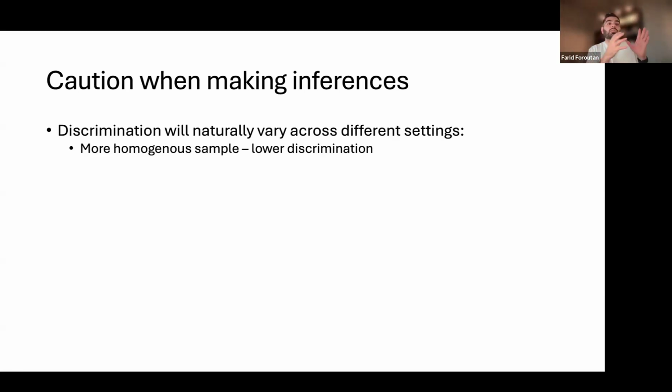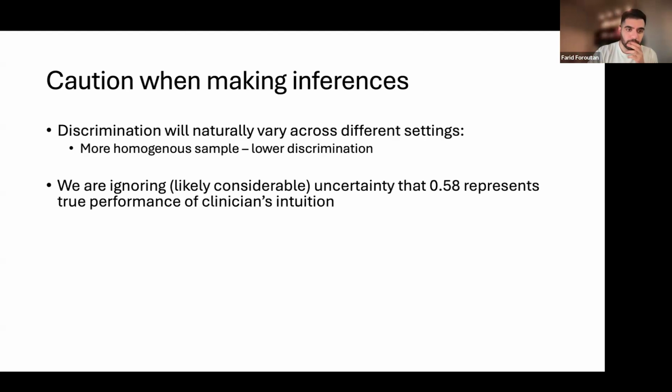And how much one sample was homogeneous versus another sample was heterogeneous could potentially be influencing the difference between the threshold that we chose versus the point estimate that we're comparing to that threshold. So we really don't want to go into this territory to say CHA2DS2-VASc is better than physician discrimination. Again, not a head-to-head comparison in the same setting. There's a lot of uncertainty around that threshold that we selected. It had its own confidence interval. The 0.58 might be the best guess, but there might be some uncertainty as to whether 0.58 is a true performance of clinicians' intuition.